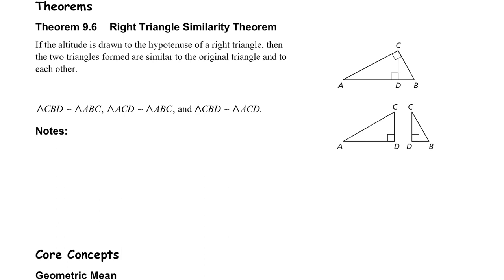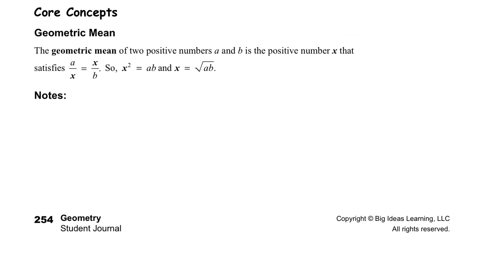Let's look at geometric mean. So the geometric mean of two positive numbers, a and b, is the positive number x that satisfies the following equation. Now, you'll notice that if we wanted to solve for x in this very specific equation, I would have to cross multiply. So x times x gives me x squared, b times a gives me ab, and to solve for x squared, I take the square root. So the geometric mean between two numbers is just taking the square root of their product. And we'll see some examples of that later as well.